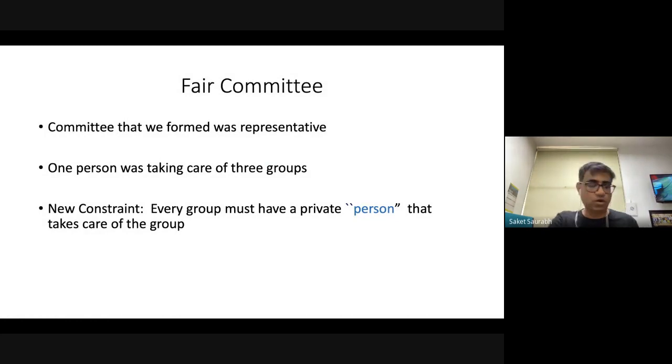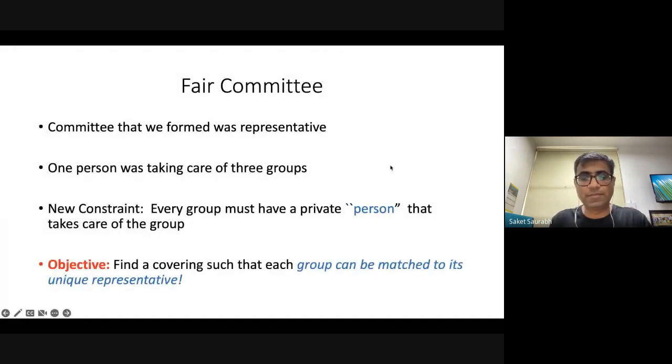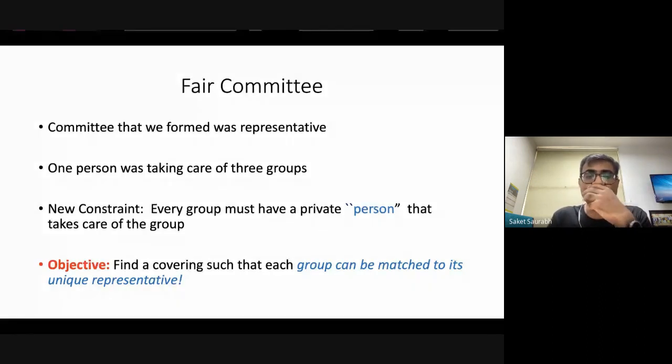Okay. Or who takes care of your needs, right? In that sense, we want a certain fairness constraint, or you can put anything else. Now let's see what happens. We are finding a covering so that each group can be matched to its unique representative. Okay. Now, does this remind you of a problem that you might have seen? So now we are not only interested in hitting all these people, but I also want every group to have its unique representative. So how can we formulate this question properly?